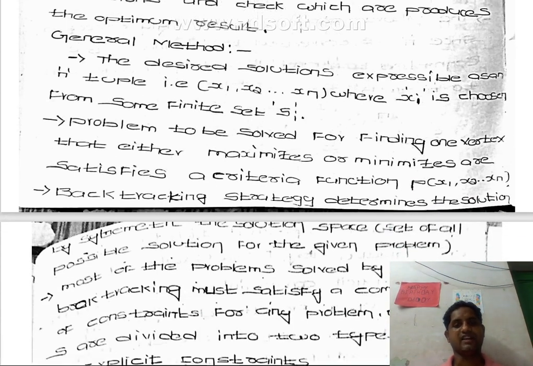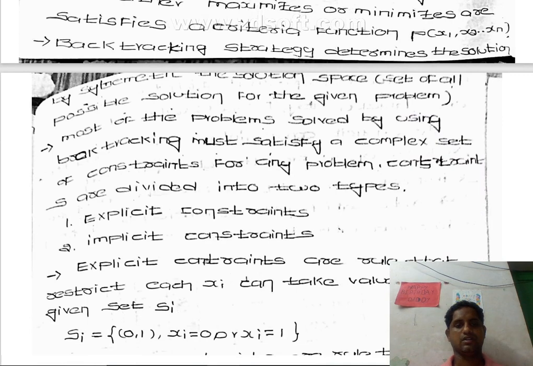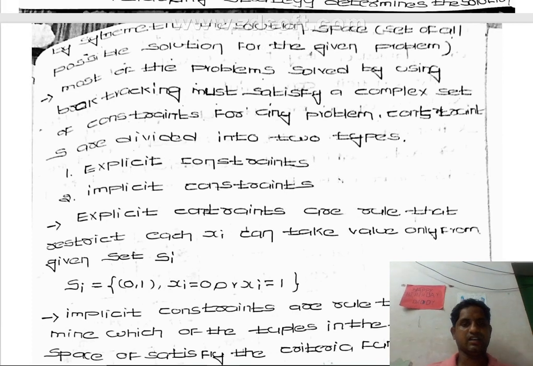So the desired solution is expressible as a tuple where the problem is solved for finding a vector that either maximizes, minimizes, or satisfies a criteria function, and backtracking determines the solution. It uses two types of constraints, that is explicit constraints and implicit constraints. Explicit constraints are rules that restrict each xi to take a value only from the given set. And implicit constraints are rules that determine which of the tuples in the solution space satisfy the particular criteria function. Okay.